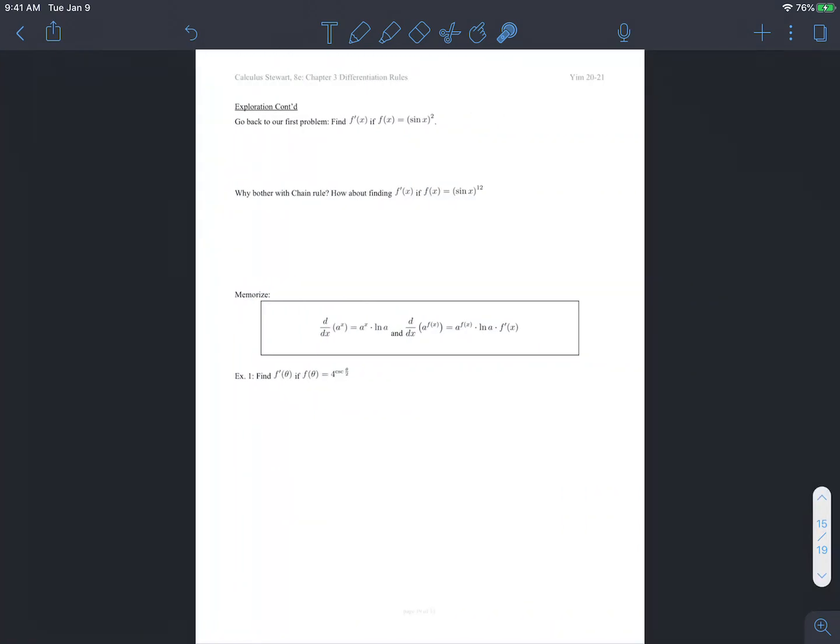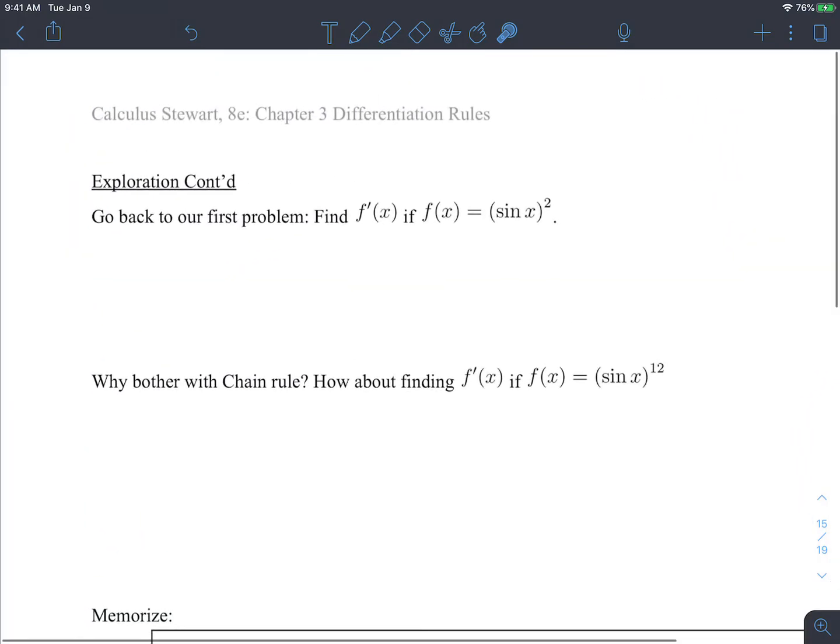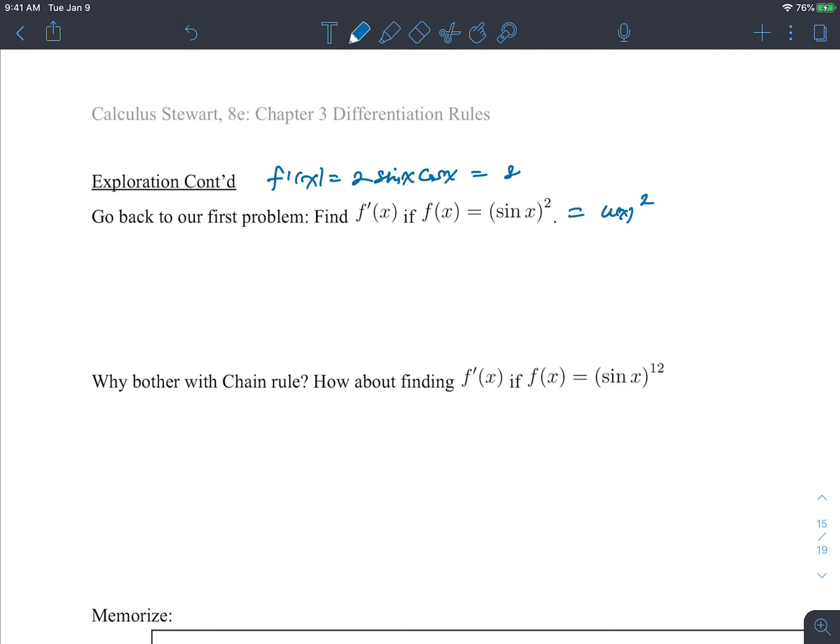So let's go back and look at this. What we actually have is that this is equal to maybe u of x squared, right? Let's look at it a couple different ways. We already had the answer, which we knew from previously was 2 sine x cosine of x, which we could write as sine of 2x like this.